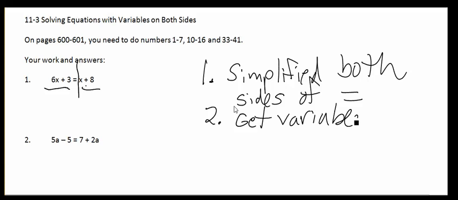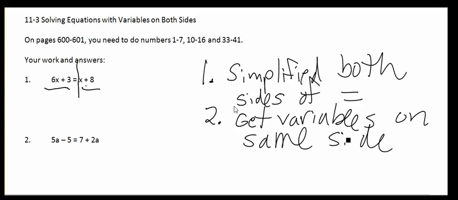Now sometimes that's already done too, but in this case we have 6x on the left side, and we have a 1x on the right side. So I am going to try to get all the variables on the same side. In order to do that, I'm going to put a 1 in front of that x, and subtract the 1x from the right side, and if I do it to one side of the equal sign, I have to also do it to the other side. That's the law of equations. In order for them to stay balanced, if you do it to one side, you have to do it to the other side. And now I go back to step 1 and simplify both sides again.